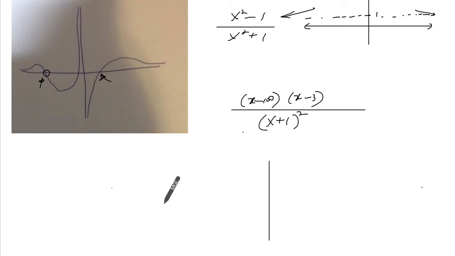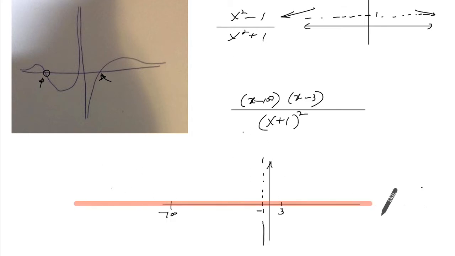The basic outline of this graph is that it has x-intercepts at 3 and at negative 100, a vertical asymptote right here, and it's also got a horizontal asymptote. Before negative 100, it's positive. But it has to pass through there, so it's positive, but it has to approach the asymptote, so it has to go back down.